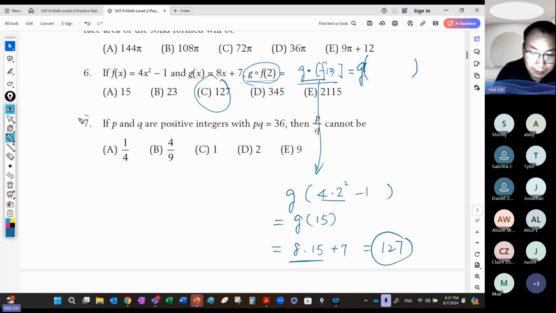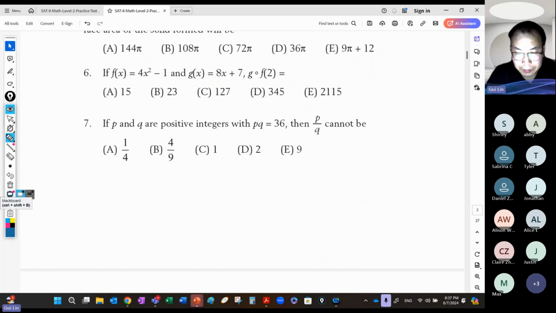All right, number 7. Actually, if we can finish SAT Level 2, I believe you guys are super smart. I believe you guys do a very great job in math learning. Let's see question number 7.